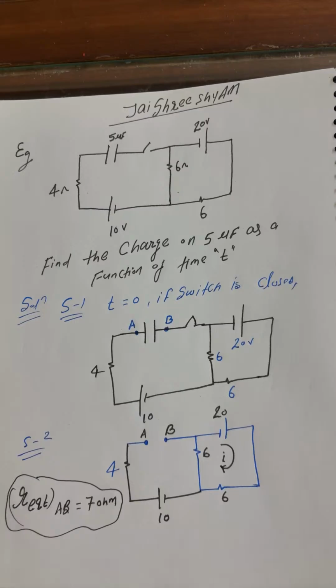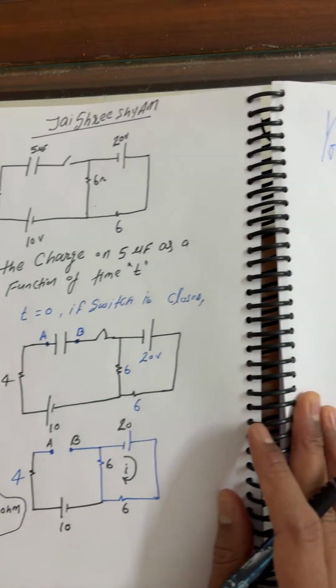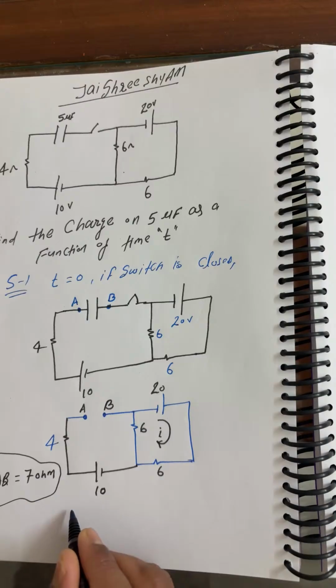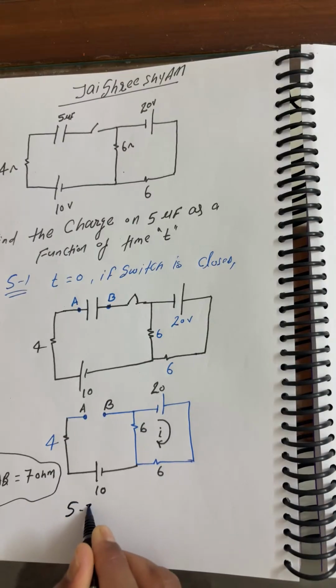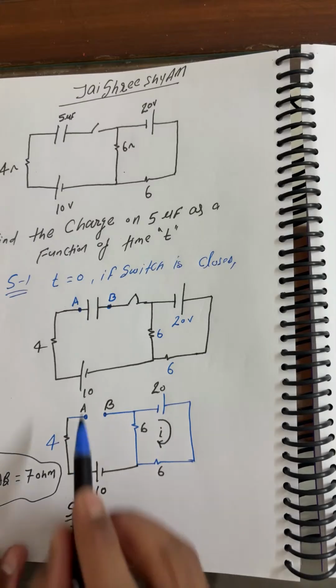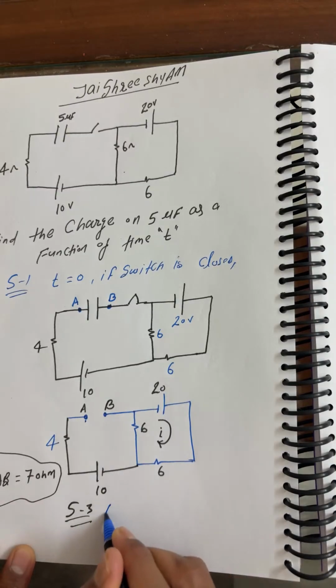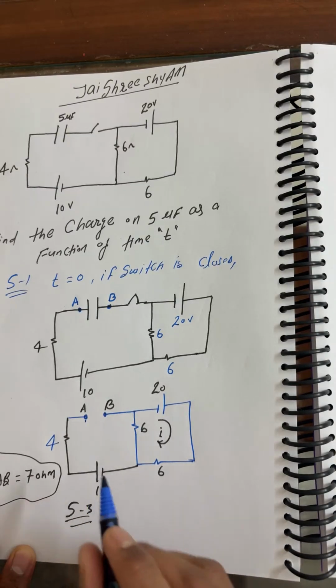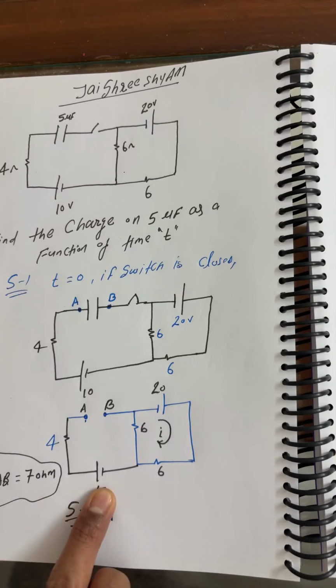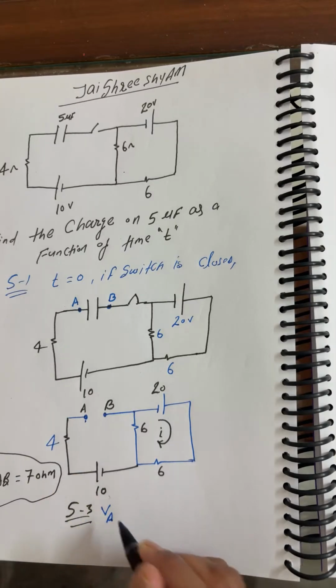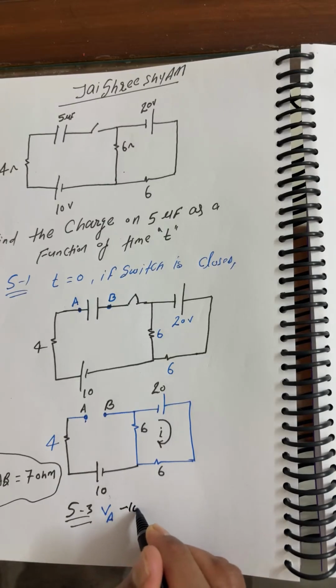Okay, fine. Now students, I'm going to apply KVL for a loop. In step 3, I'm going to apply KVL for this loop. So the potential at A is the higher potential, so I'm calling this VA. Plus to minus, minus. I hope all of you know about sign convention. This is minus 10.